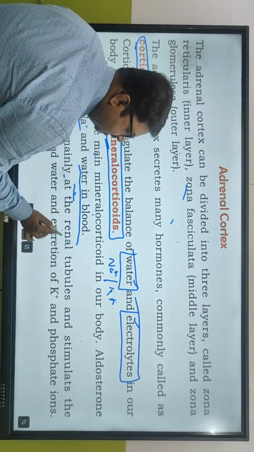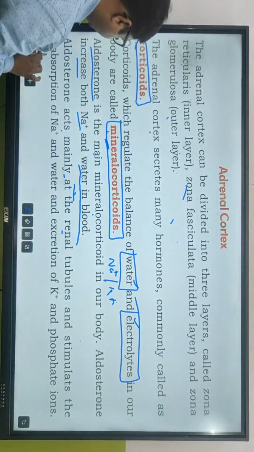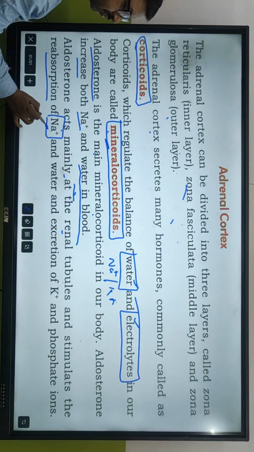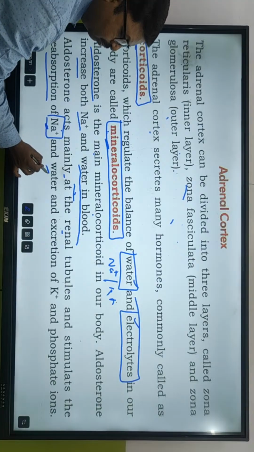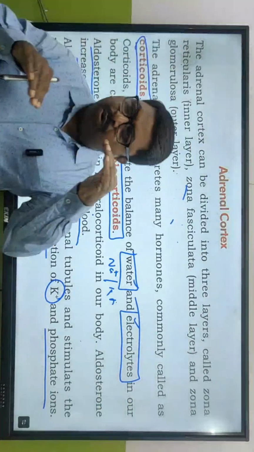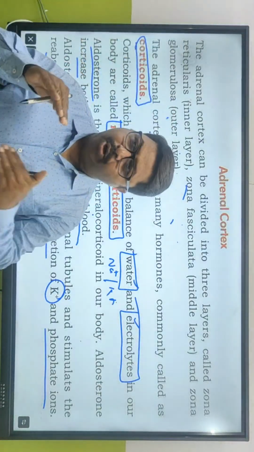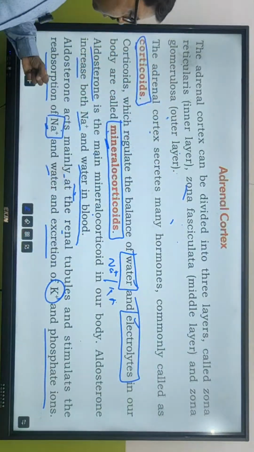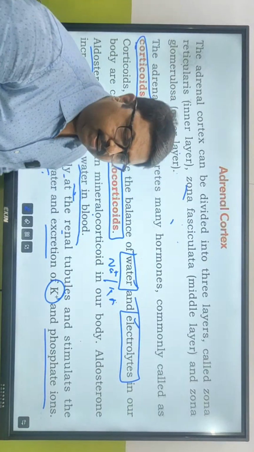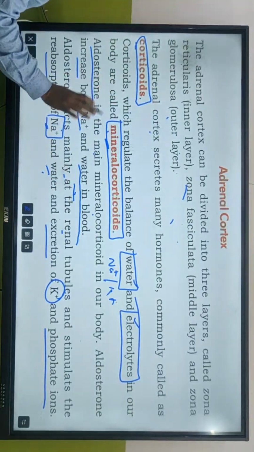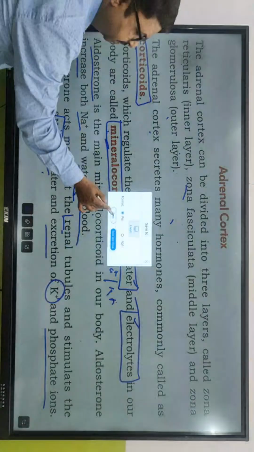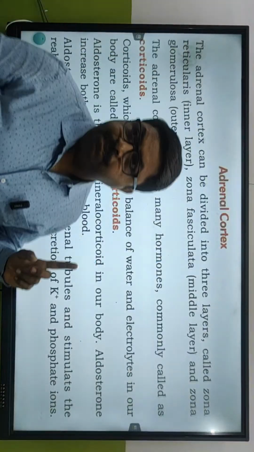Aldosterone acts mainly at the renal tubules and stimulates the reabsorption of sodium. Look, it helps in the reabsorption of sodium and water and excretion of potassium and phosphate ions. So they maintain the sodium-potassium balance in the body. Clear? So where do they reabsorb them from? From the renal tubules. Mind you one thing.